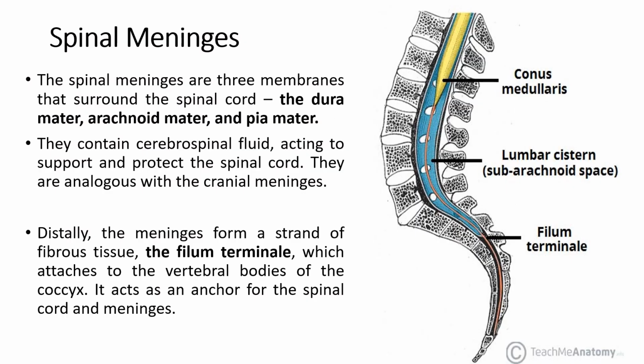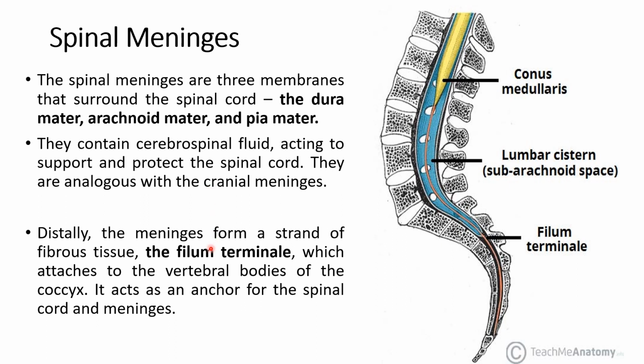Now about spinal meninges. The spinal meninges consist of three membranes: the dura mater, arachnoid mater and pia mater. They surround the spinal cord and they contain cerebrospinal fluid. This fluid supports and protects the spinal cord. They are a continuation of the cranial meninges.